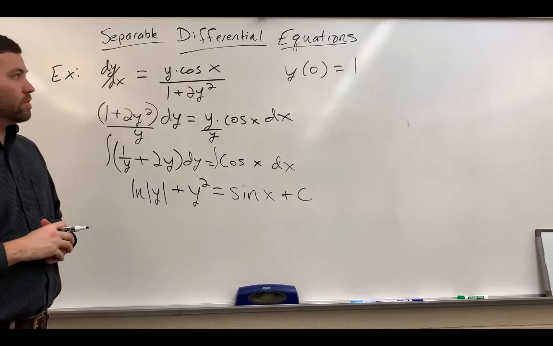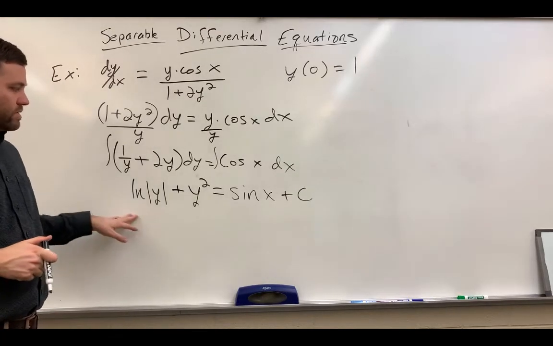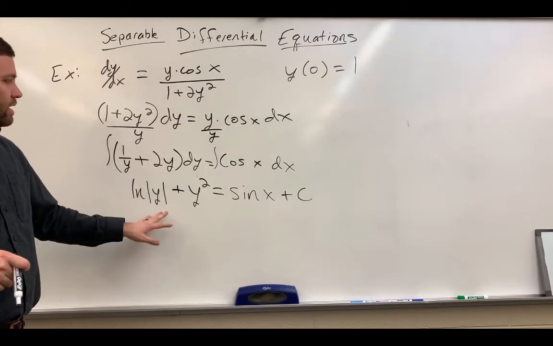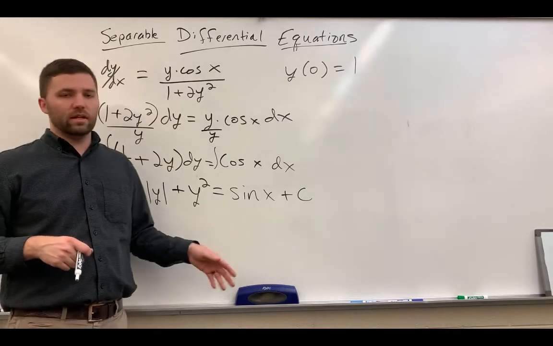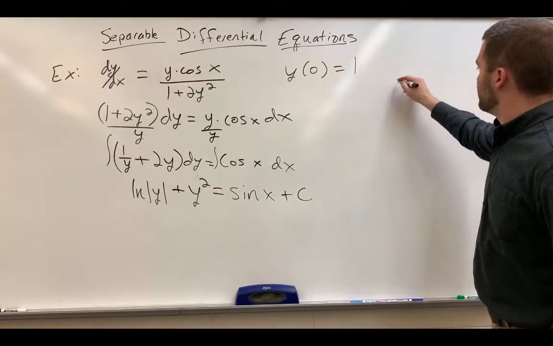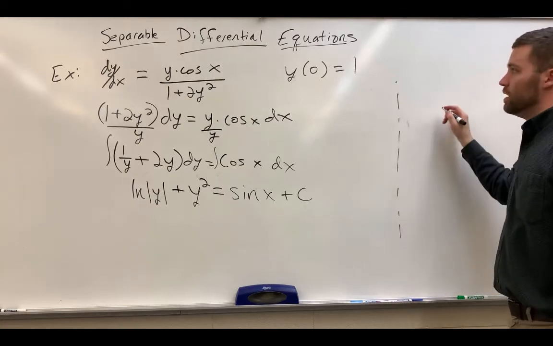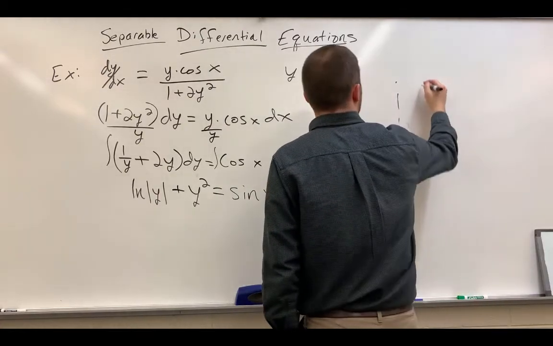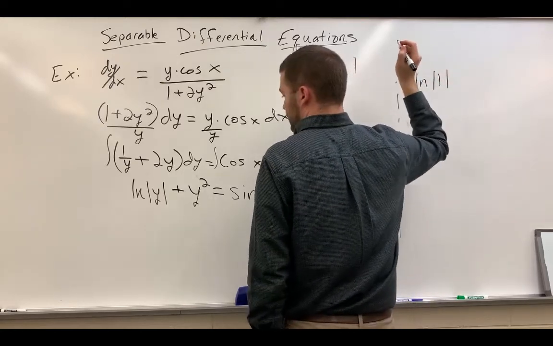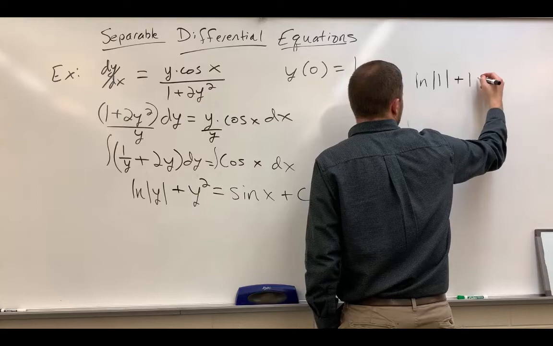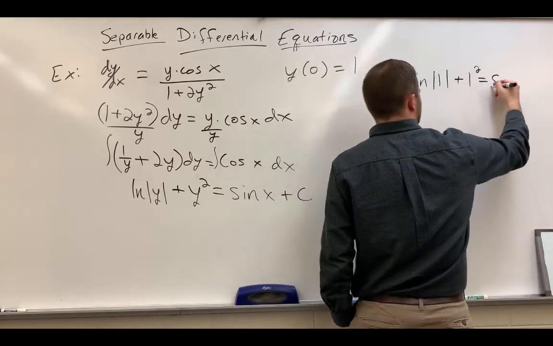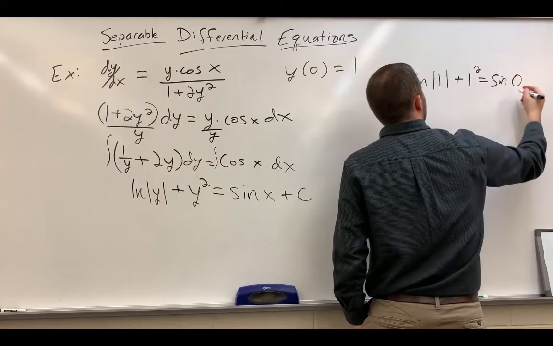All right, and it goes through the point 0, 1. So once I have this, again, we're not worried about solving this explicitly. Not that we would have to do that right away anyway. But once I have this, I'm going to go ahead and plug in the point 0, 1. And so that'll look like this. So we'll have natural log of the absolute value of 1, which is just 1, plus 1 squared is equal to sine of 0 plus c.